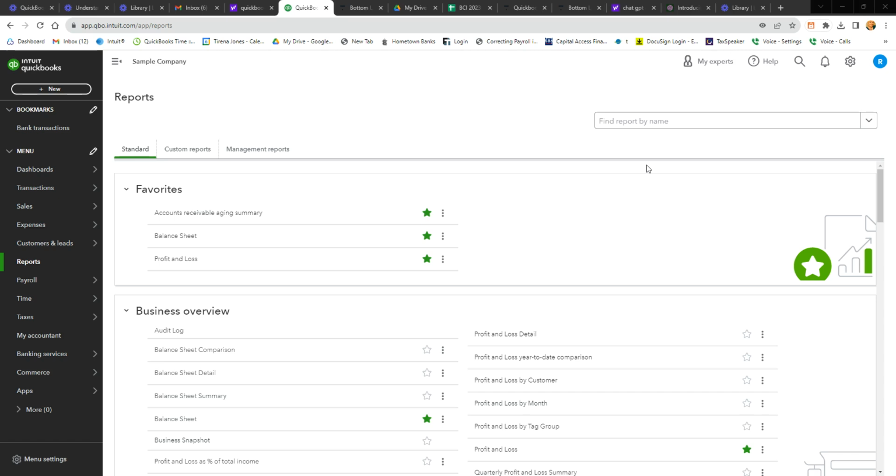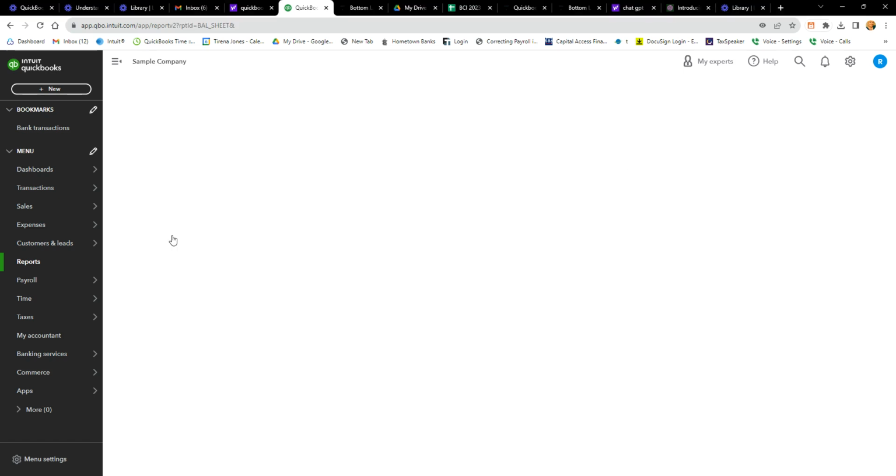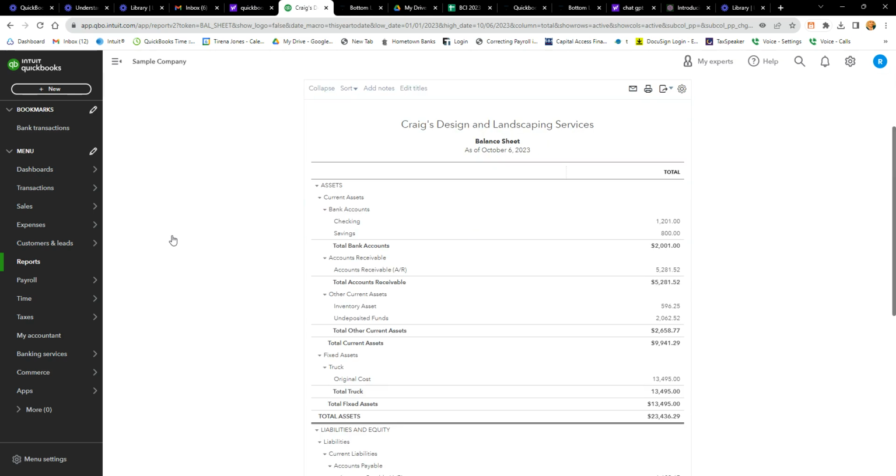The measurement of the health of the business is in a few different areas. There are three main financial statements, and you may or may not be familiar with them. Two of them are at the top of the favorites on the screen. I want to go over each one of those and explain how to read it and why it's important for your business. The first item I'm clicking on is a balance sheet.